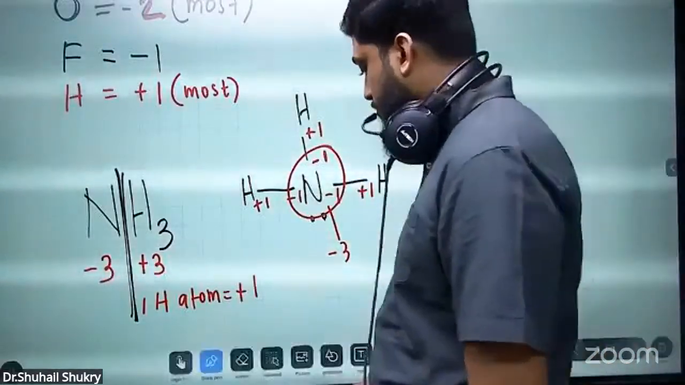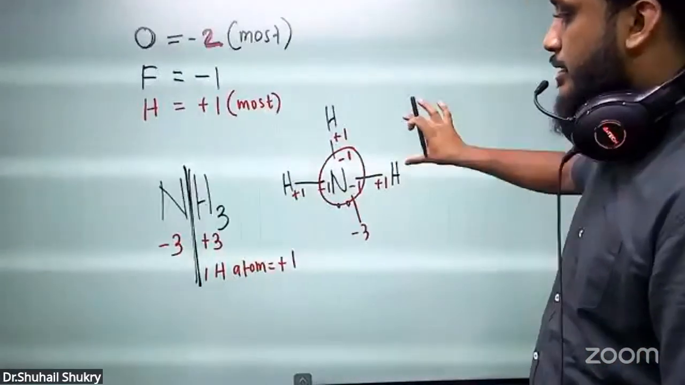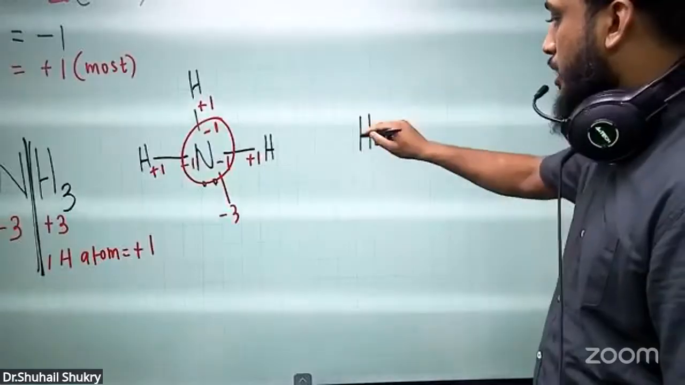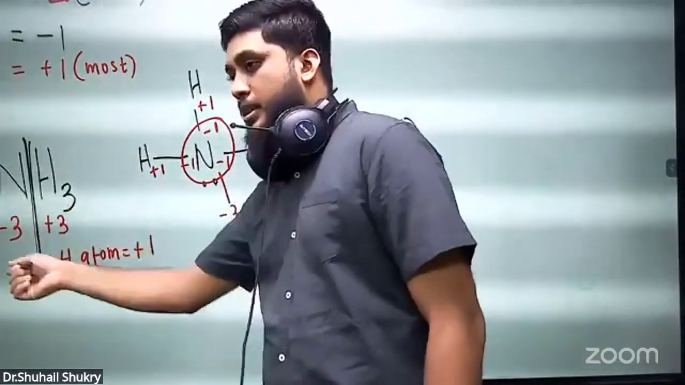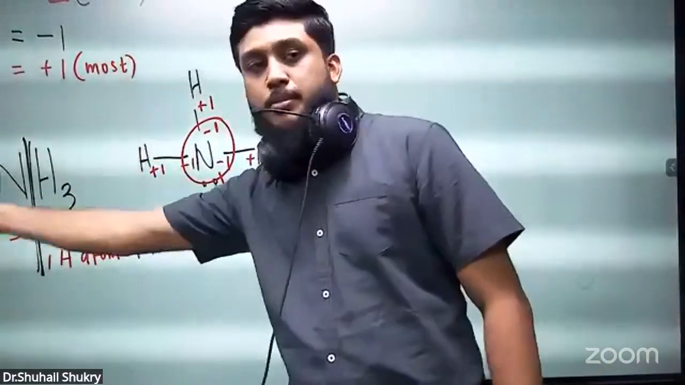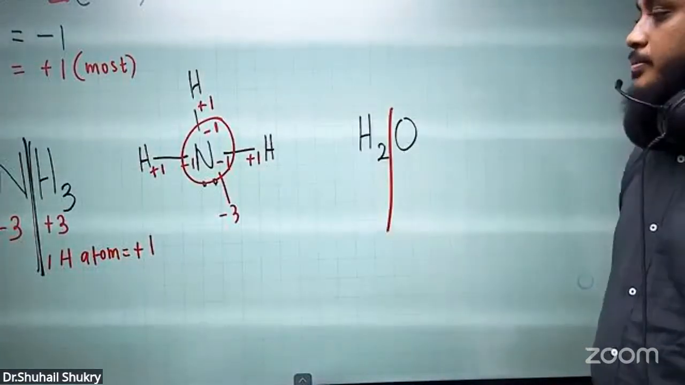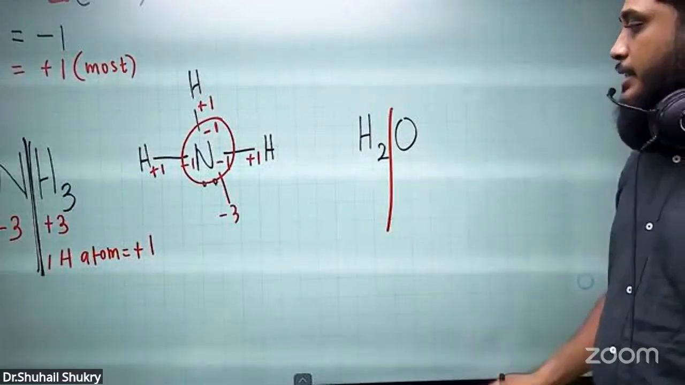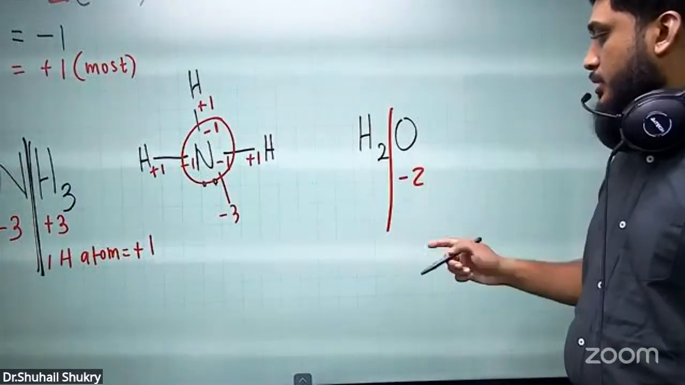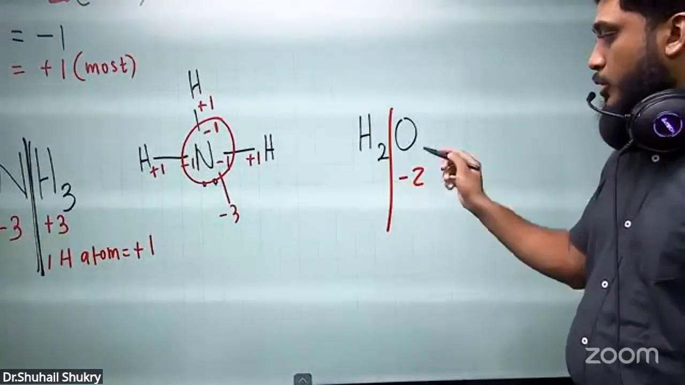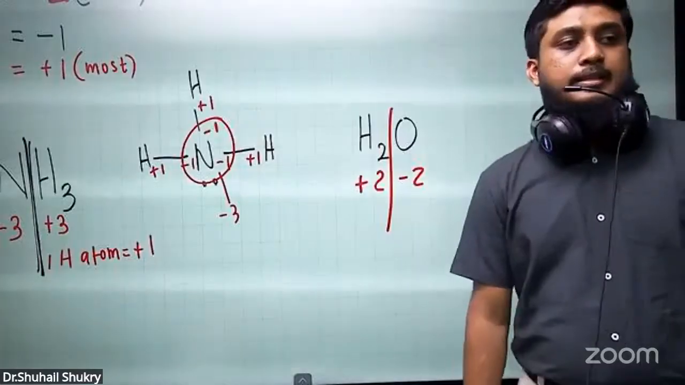We'll take water. I said there is no need to always draw structures like this; you can think like this. Water, H2O. The -3 and +3 altogether is 0, since a compound's oxidation number is 0. For H2O, oxygen's common oxidation number is -2. The total should be 0, so both hydrogens together will be +2. Likewise, you can decide the oxidation numbers.